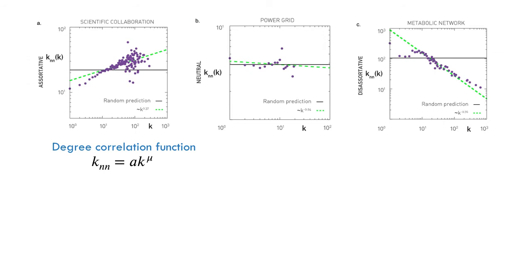If our correlation exponent is greater than 0, meaning that it would create a positive slope on a log-log plot, we have an assortative network. If our mu value is equal to 0, so we have something that looks like a horizontal line on a log-log scale, we have a neutral network. And if we have a disassortative network, our correlation exponent is going to be less than 0, meaning that it would generate a negative slope on a log-log scale. So these are the three major categories.